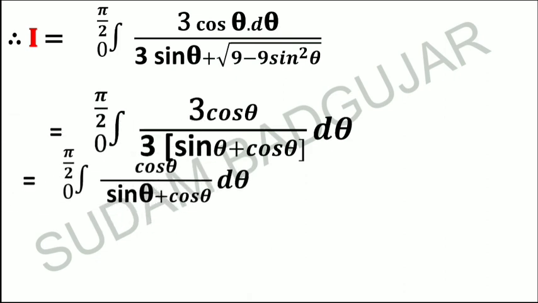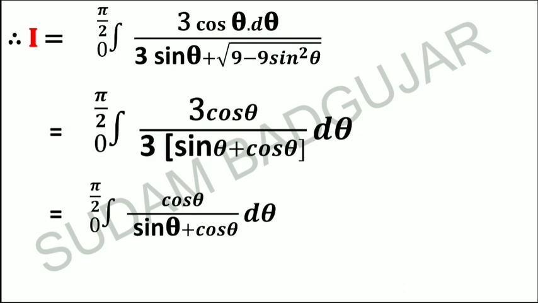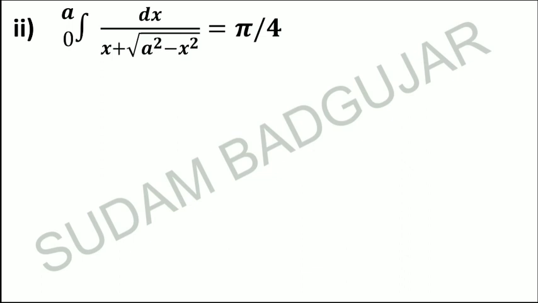The 3 gets cancelled, and it becomes the integration of cos theta upon sin theta plus cos theta into d theta from 0 to pi by 2, and this is nothing but the previous type. See, here also the denominator is a sum of two terms and one of the terms is in the numerator. So the final answer is pi by 2 minus 0 upon 2, which becomes pi by 4. Now it's very simple. In the board method you have to continue this as equation number 1, then apply property 4. This shortcut answer is not applicable in the board method, right? But for such types of sums you have to remember the final answer is always pi by 4.